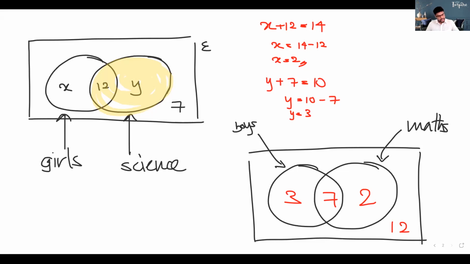So the answer is the girls who do maths is this region here. It's this region here because it should be outside the circle for boys, but it should be inside the circle for maths. Right? Remember, girls who do mathematics is outside the circle for boys, but inside the circle for maths. So that is this half moon shape. Right? That is the answer. Good, good, good. Okay, very good.